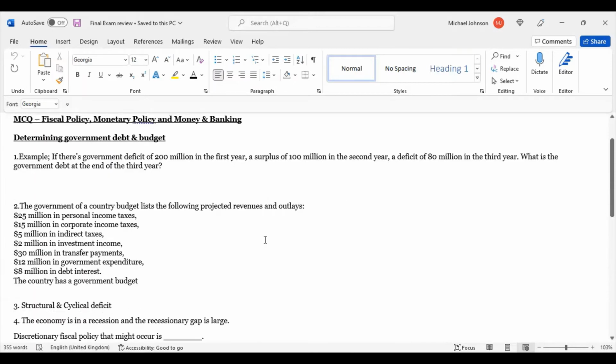So you'll have questions on determining government debt and budget. If there's a government deficit of $200 million in the first year, a surplus of $100 million in the second year, a deficit of $80 million in the third year, what is the government debt at the end of the third year? Based on that, what would be the debt after that?